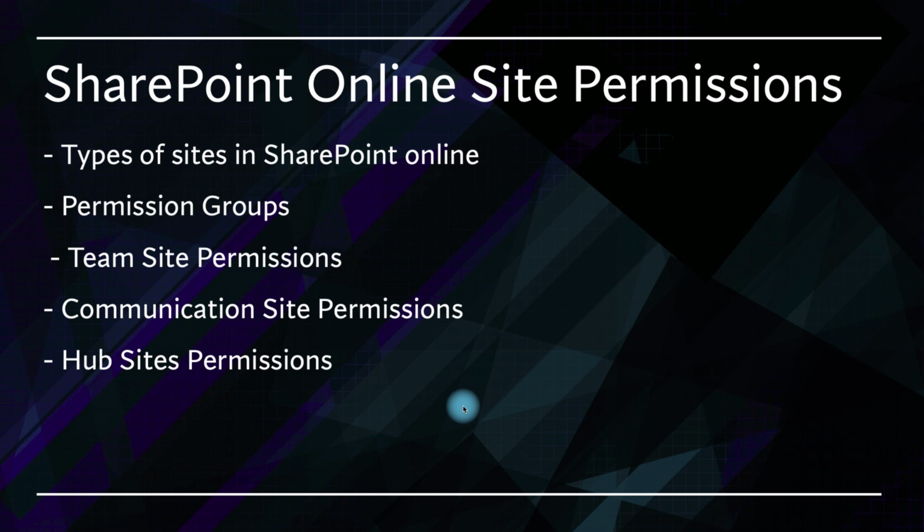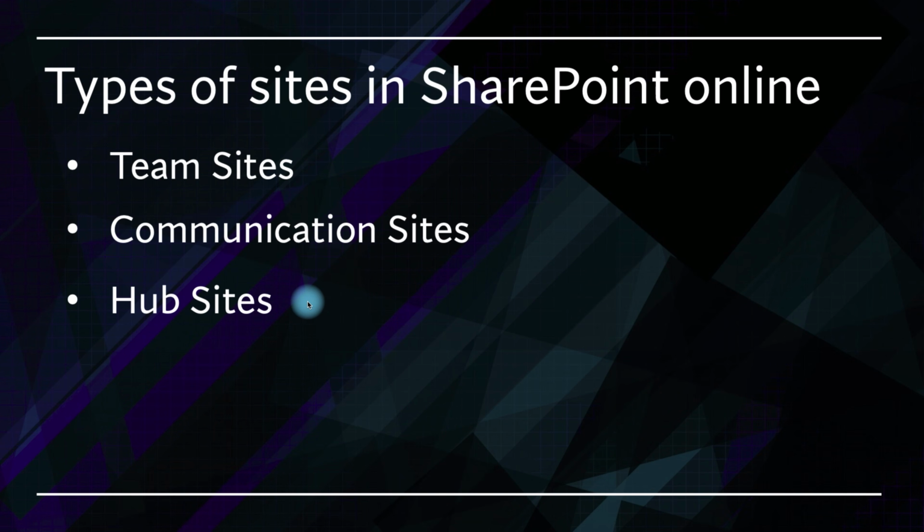Before we jump right into SharePoint Online site permissions, let's try to understand some basics first. In this video, we're going to look at the types of sites in SharePoint Online. We'll briefly talk about the permission groups we have, and then we will look at team site permissions by creating a team site and what sort of different options we have. We're going to do the same for the communication site permissions by creating a communication site. And then the hub site permissions. We will briefly talk about hub site permission. So, types of sites in SharePoint Online.